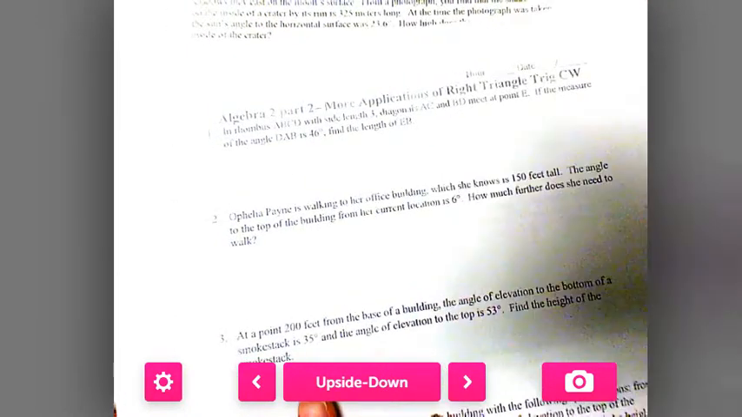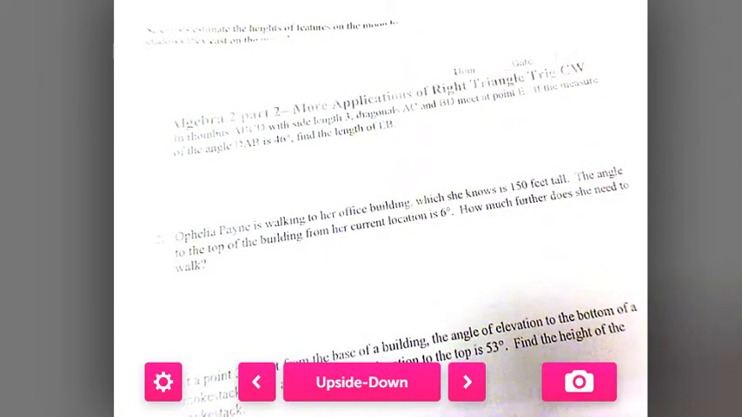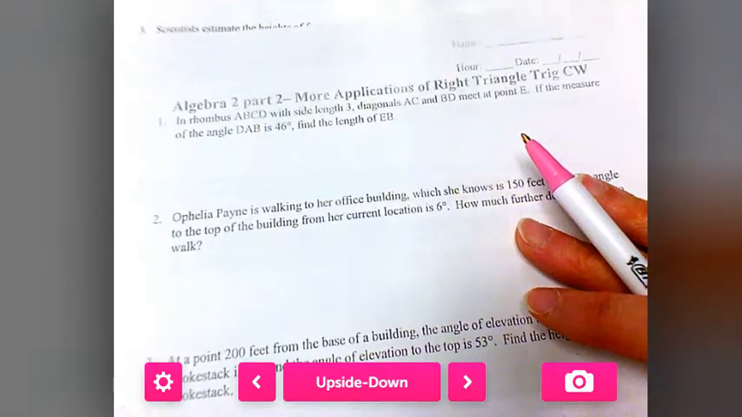Right here at today's lesson, which is more applications of right triangle trig. We're just going to go through these 5 problems, and then the back is going to be homework. This is classwork on the side.